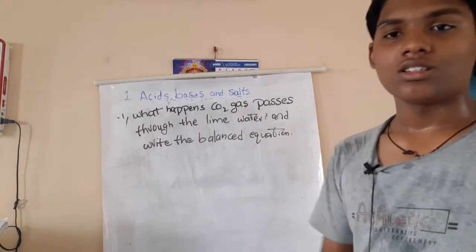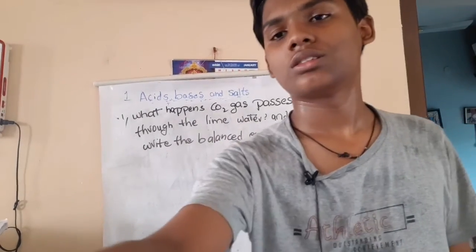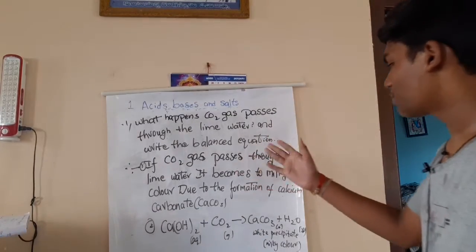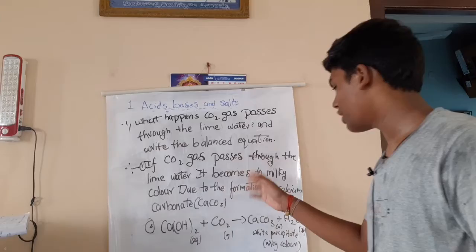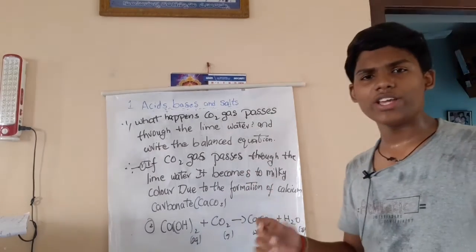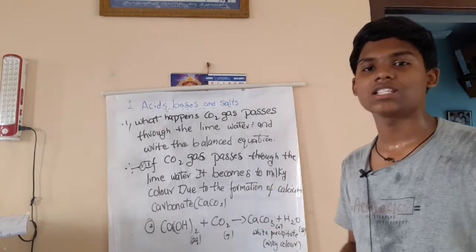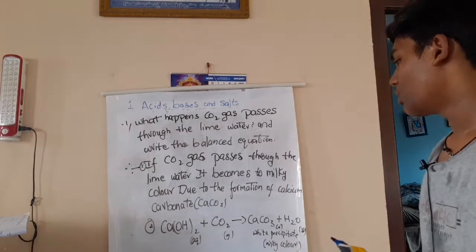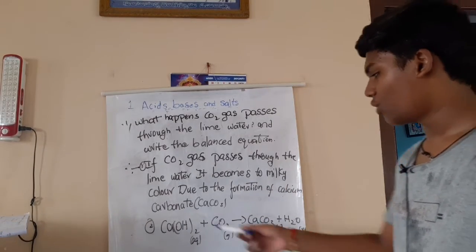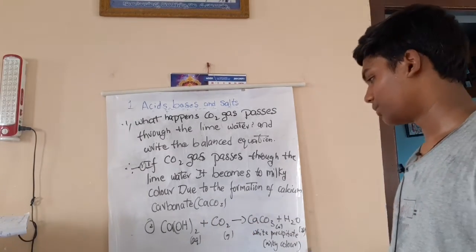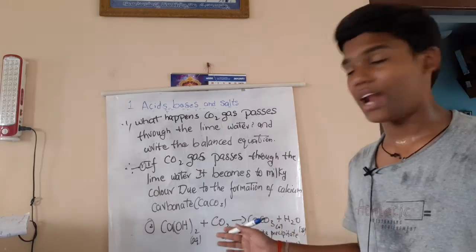Okay, I will write the answer. If carbon dioxide gas passes through the lime water, it becomes milky color. Why does it become milky? Due to the formation of calcium carbonate, CaCO3. Now, what is the formula of lime water? Ca(OH)2, calcium hydroxide. This is the chemical formula of lime water. Now the balanced equation.